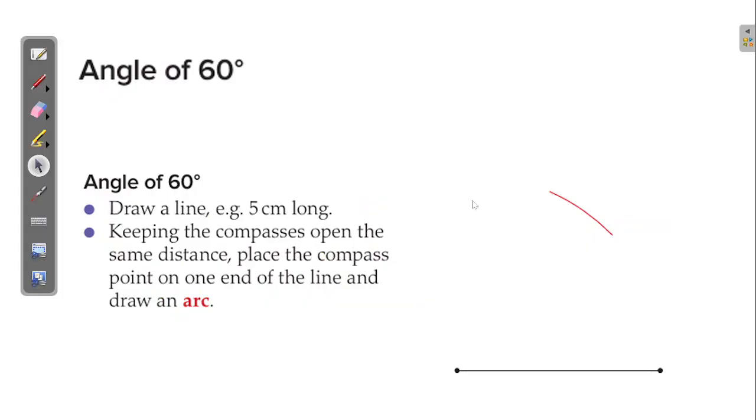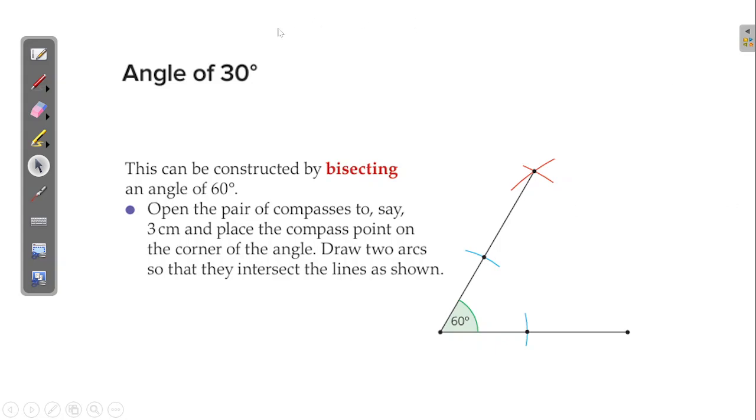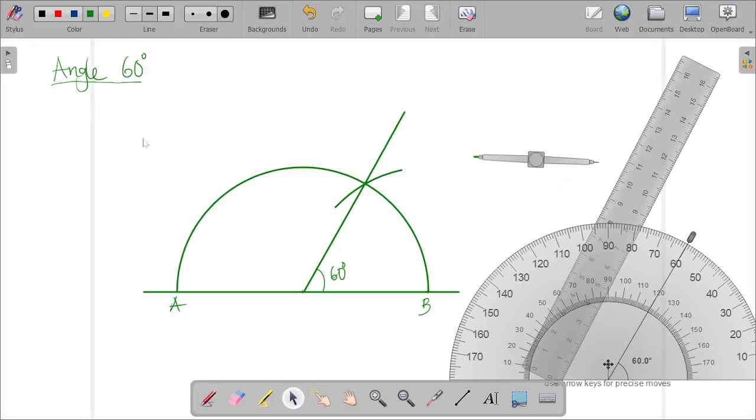All right, now on to the next one. The next one is for us to construct an angle of 30 degrees. For us to construct an angle of 30 degrees, we have to make an angle of 60 first, and then we bisect it. So basically you have to construct angle 60 and then you bisect it to get angle 30 degrees. What is the meaning of bisecting? Bisecting means you are going to share this angle into 2 equal halves.